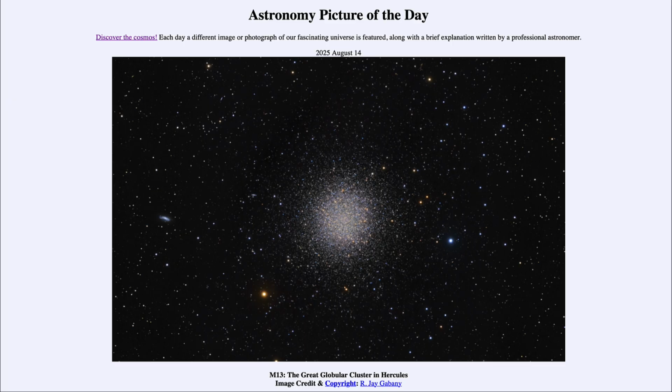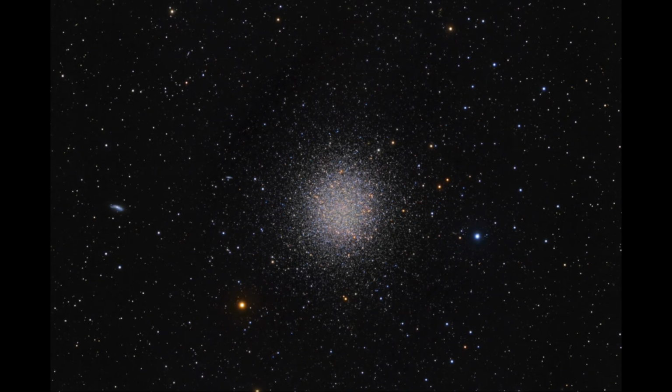Today's picture for August 14th of 2025 is titled M13, the Great Globular Cluster in Hercules. So, what do we see here? Well, here we see, looking toward the constellation of Hercules, a great globular cluster, and in fact a prominent one that can be seen with the unaided eye.